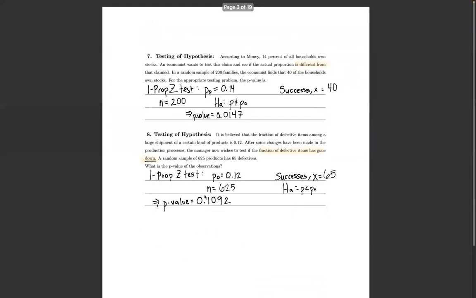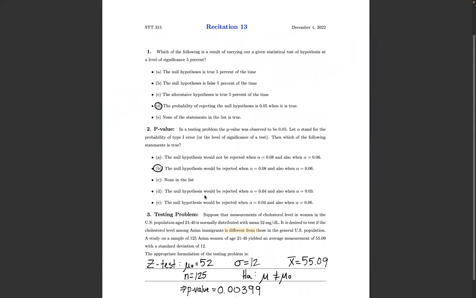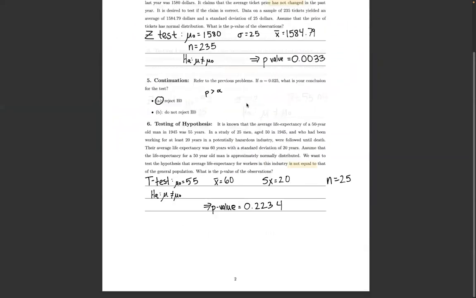Oops, I just scrolled through too many pages. Sorry. Let me go back to the top. I don't know why that happened. Okay, so now we're on to the next page, page 2.